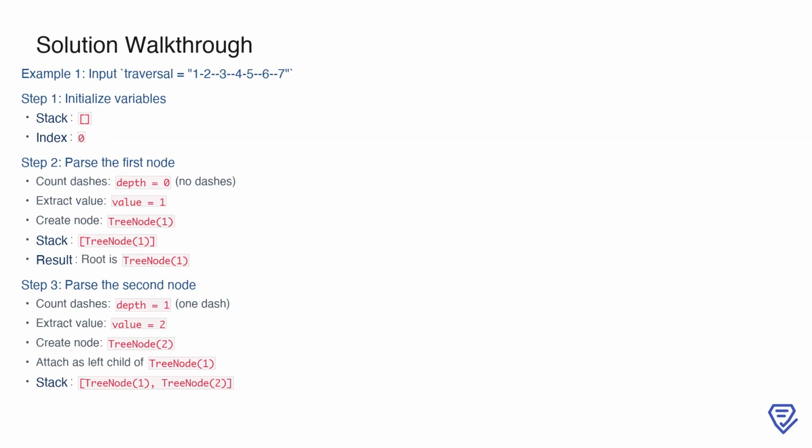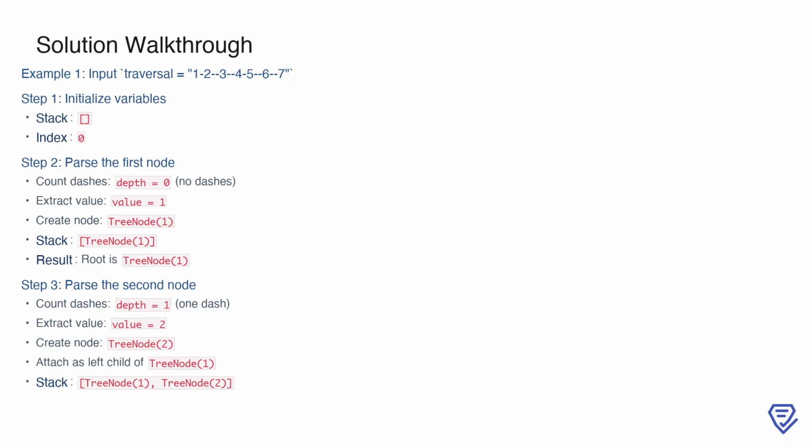To begin solving this problem, we start with the input traversal string 1 2 3 4 5 6 7. The first step is to initialize our variables. We set up an empty stack to help us keep track of nodes as we build the tree, and an index variable initialized to 0, which helps us parse through the string.